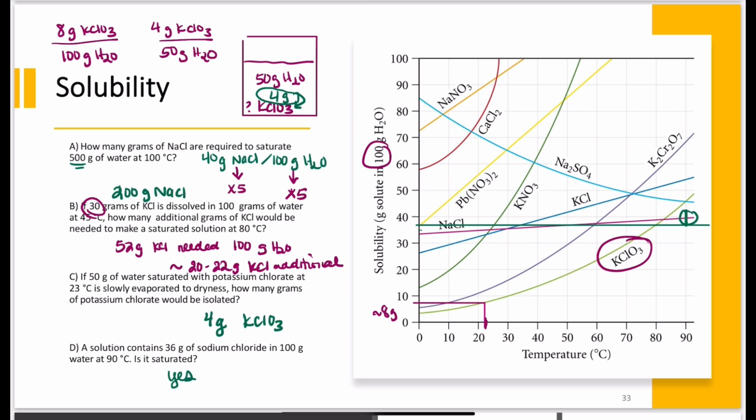Now at 100 degrees C, it would not be saturated. I would need to add a little bit more, about 4 more grams. But at 90 degrees, the solution is saturated.